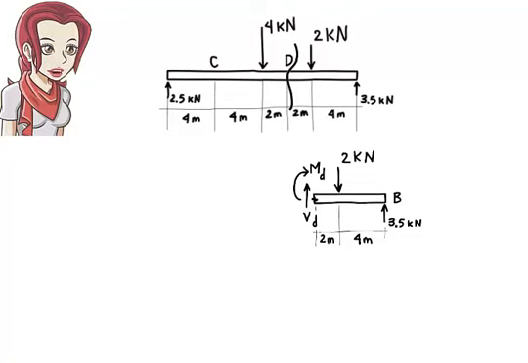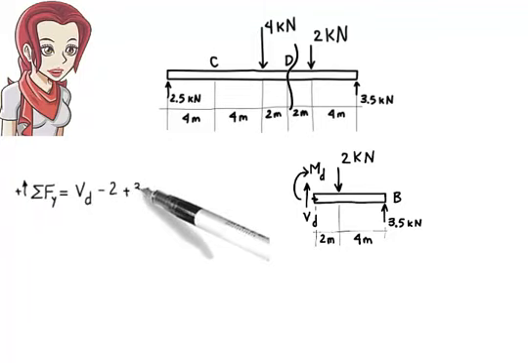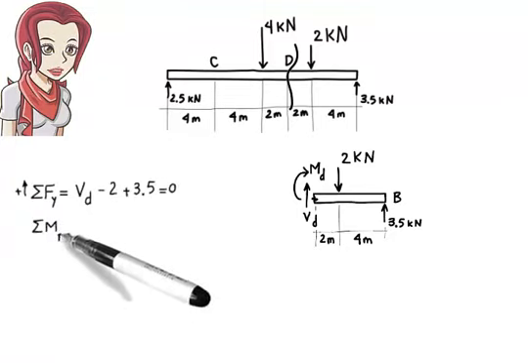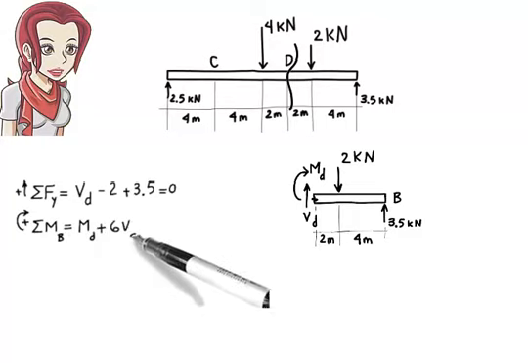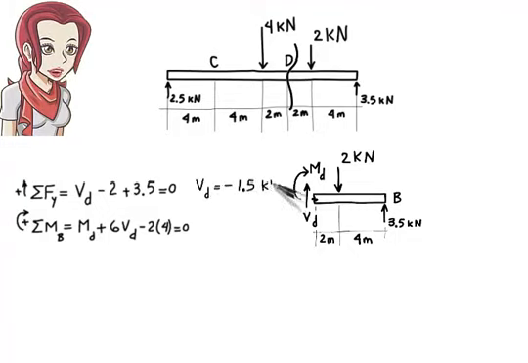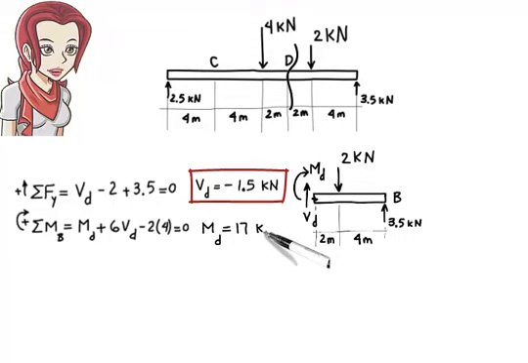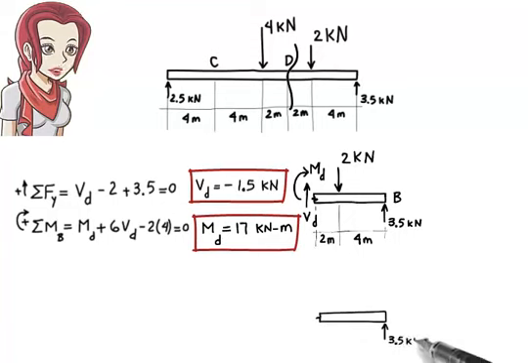Again, since there's no axial force present on the beam, I'm going to omit drawing the internal axial force at point D. Then, the relevant equilibrium equations are from the first equation we get Vd equals negative 1.5. From the second equation we get Md equals 17. Here are the results shown graphically on the beam.